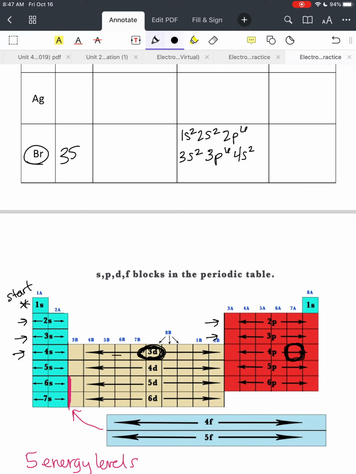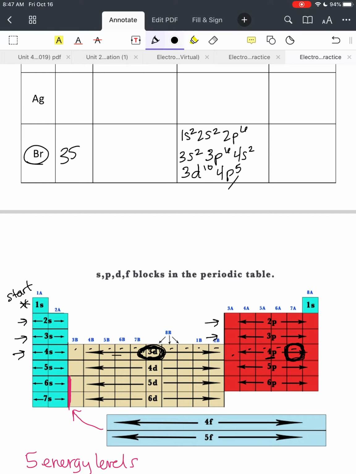So I said 4s2. I'm going to keep going. Now it's 3d. And if you don't remember how many electrons d can hold, I'm just going to count my boxes. 1, 2, 3, 4, 5, 6, 7, 8, 9, 10. 3d10. Then I'm at 4p. So make sure you don't forget to go back to 4. You're always just going to write whatever is there. 1, 2, 3, 4, 5. So I only go 5 boxes until I get to bromine.